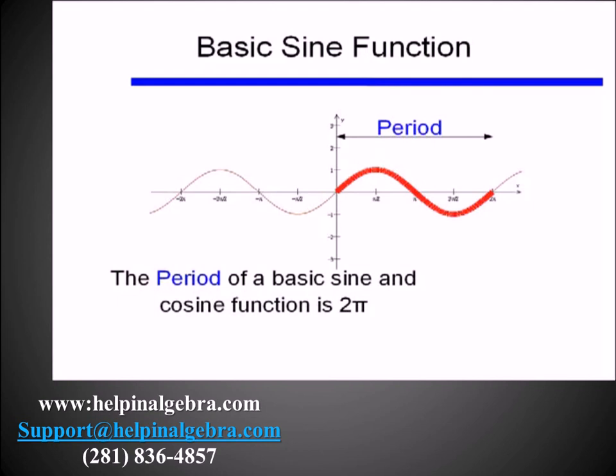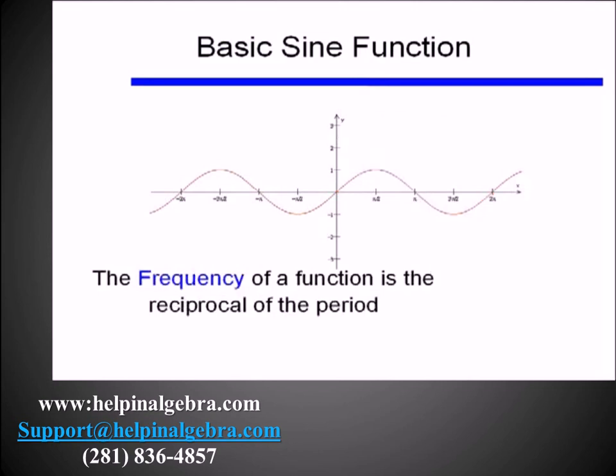We found that for the tangent function, the period was only pi, but right now we're only going to focus on sine and cosine. The frequency of a function is simply the reciprocal of the period. The frequency is 1 divided by the period. We'll be talking mainly about the period and not the frequency, but I did want to mention this.